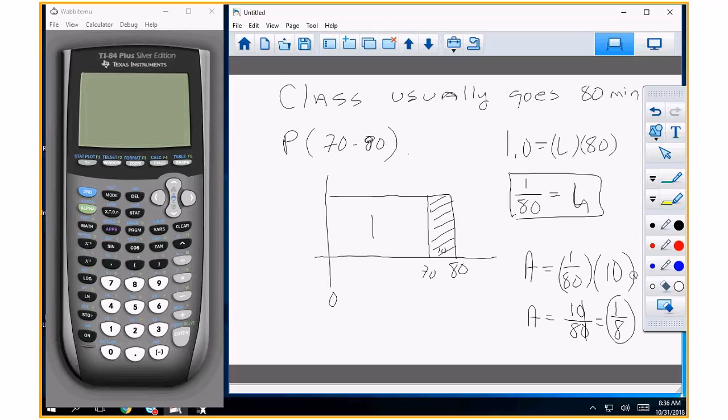Now, nobody is Rain Man, so now is when you get out your calculator and you say 1 divided by 8 is equal to what?